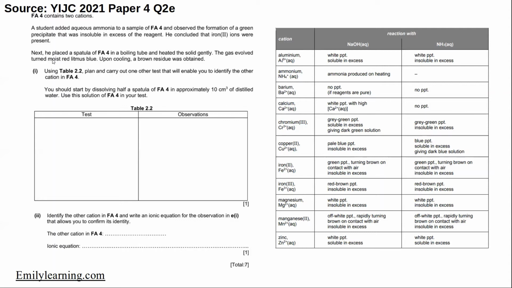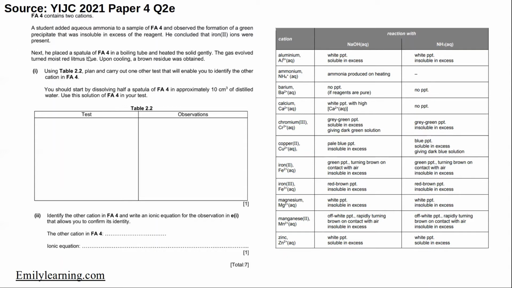Next, let's look at this. He placed a spatula of FA4 in a boiling tube and heated the solid gently. In other words, this is heating. The gas evolved turned moist red litmus blue. For your H2 A-level syllabus, once you see a gas evolve which turns moist red litmus blue, very likely the gas is ammonia. So this gas here is ammonia.